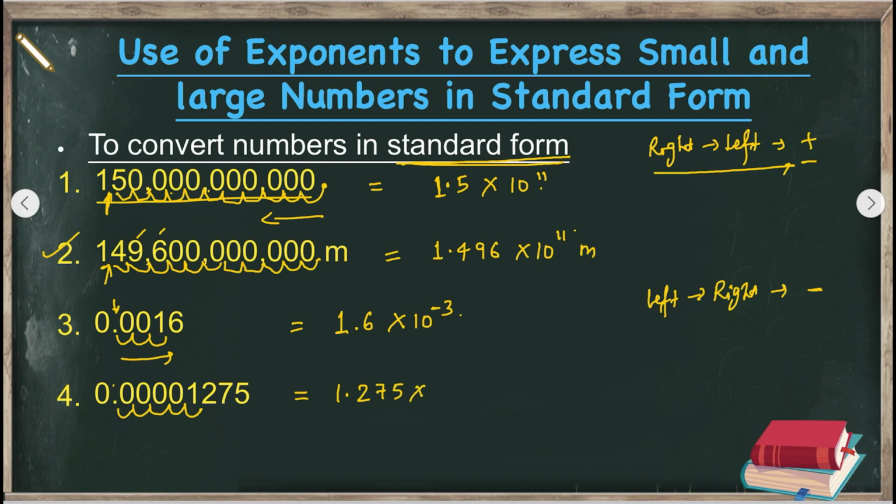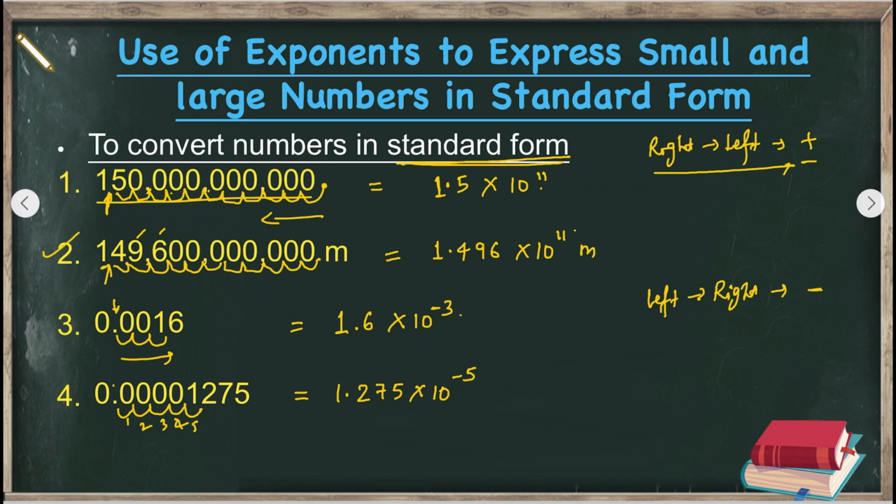So we have 1.275 into 10 raised to power. We have moved 1, 2, 3, 4, and 5 places. Okay, so again we are moving from left to right. That means this part will be minus 5.